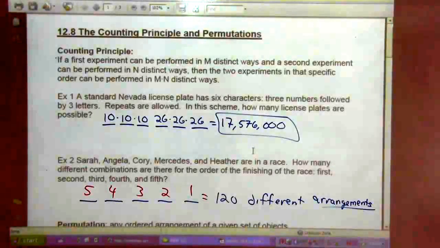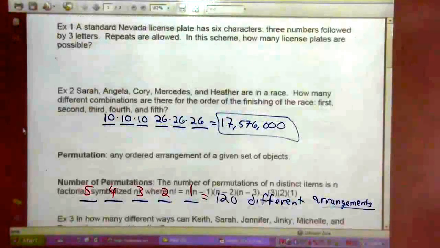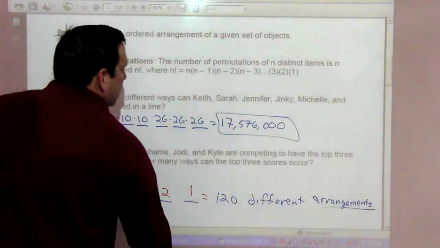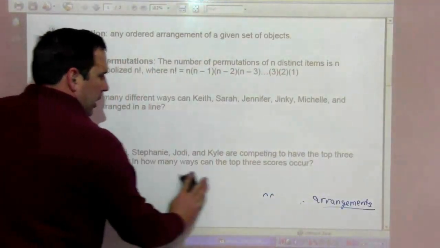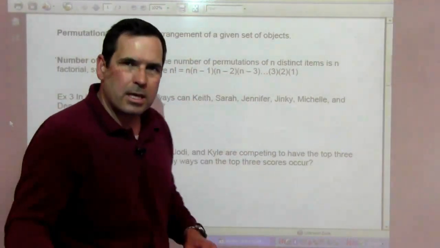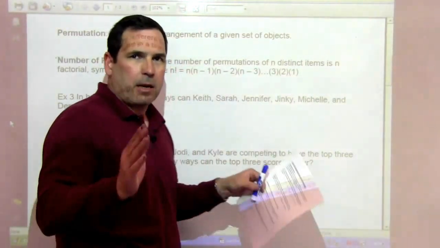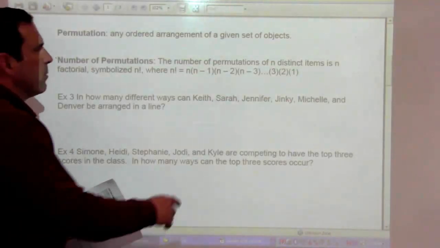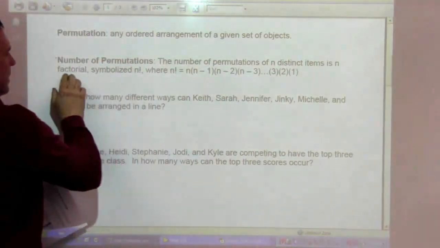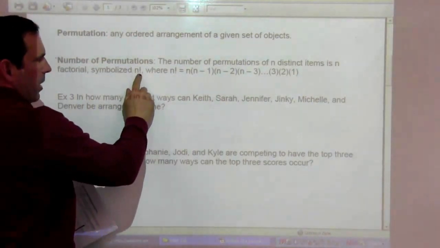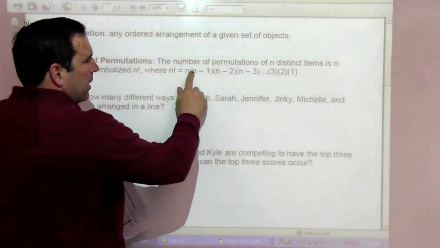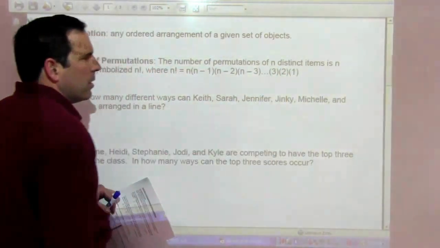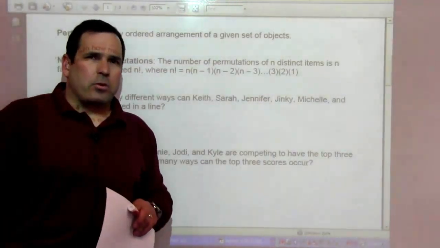So this brings us to the concept of a permutation. The permutation is any ordered arrangement of a given set of objects. Now, in a permutation, order is important. The first one selected is important. What comes first, what comes second. That's an important thing about permutations. So the number of permutations of n distinct items is n factorial, symbolized by n with an exclamation mark. N factorial is n times n minus 1 times n minus 2 times n minus 3, down to 3 times 2 times 1.